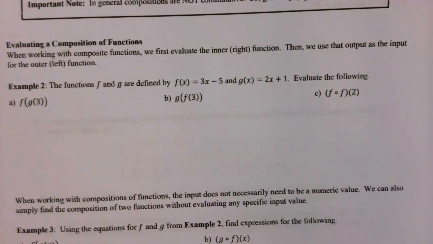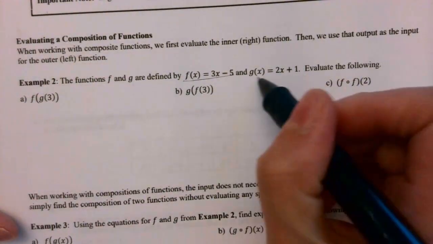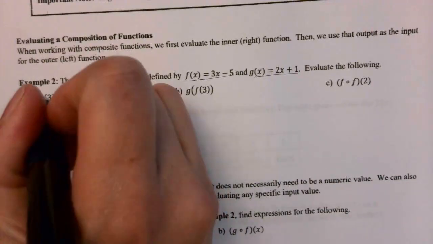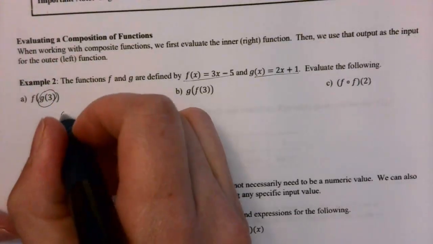Evaluating. When working with composite functions, we first evaluate the inside or the right side, then we use that output as an input. So let's look at this problem together. F of x is this, g of x is this. We are looking for f of g of 3. Where do we start again? You always want to start with the inside, g of 3. Well, that's easy peasy.